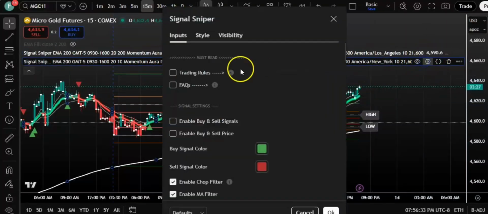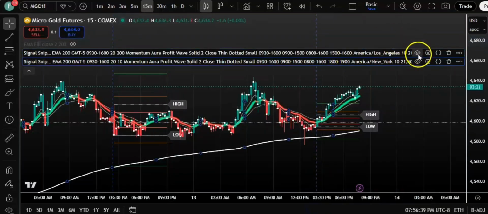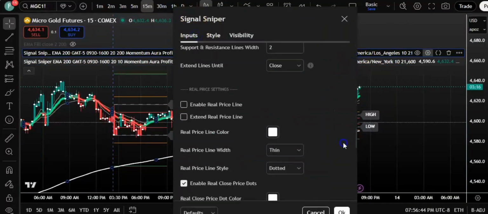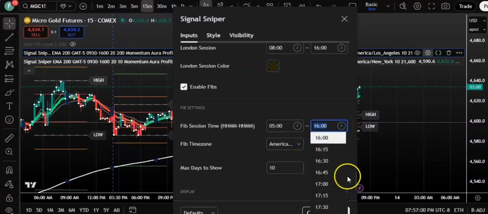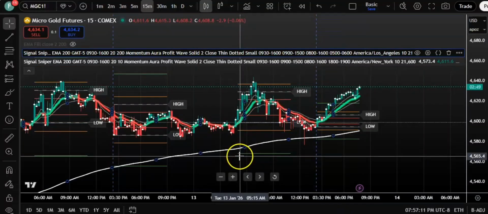Oh yeah, I don't need these arrows either, so I'm gonna turn those off. Let's see, my fibs are enabled. Oh, it's set to the same time as the ones I have right now. So 5 in the morning to 6 in the morning, and it's AM Pacific Standard Time. Click OK, and there we go, populated.